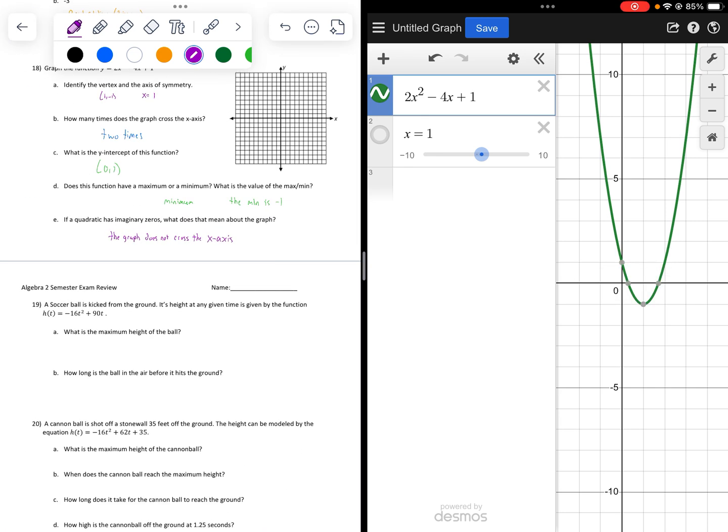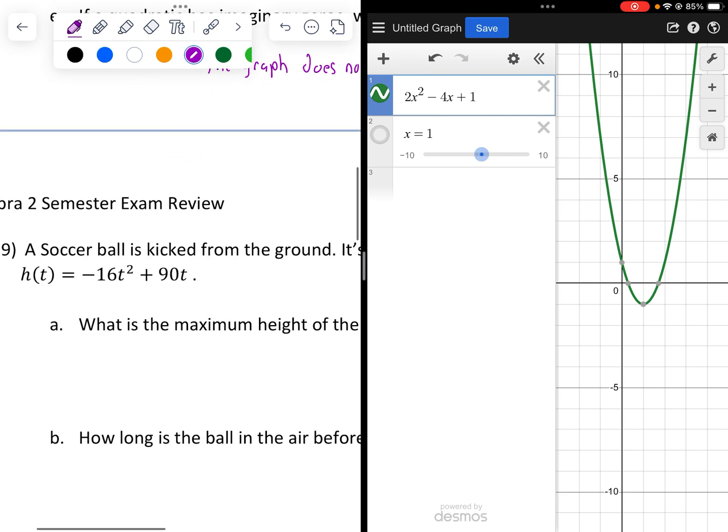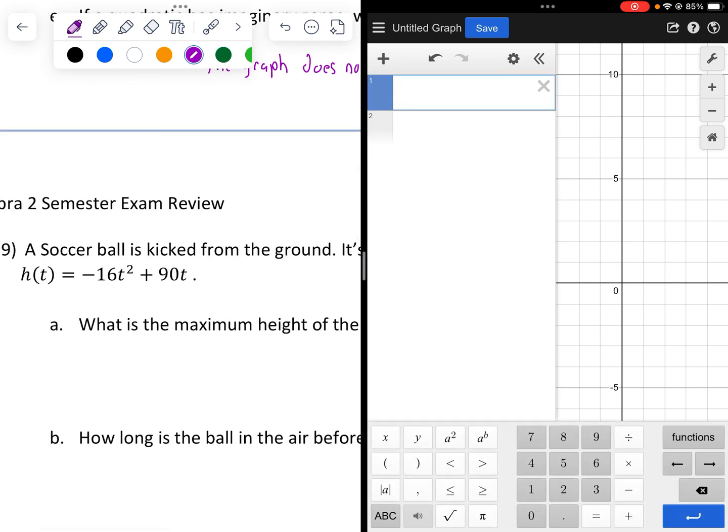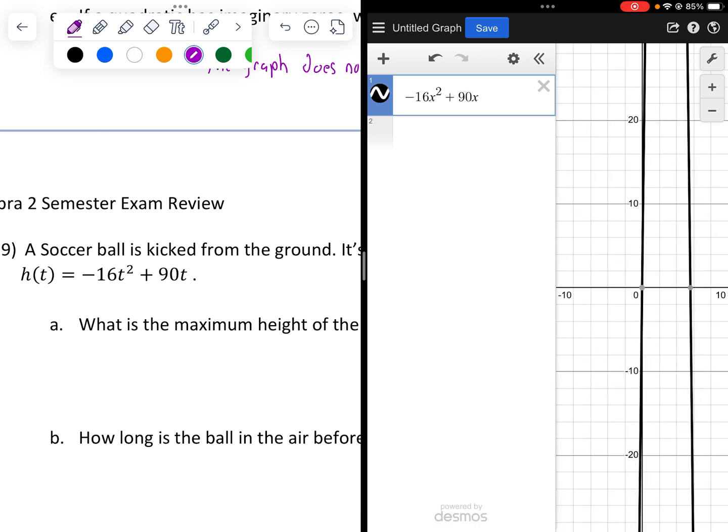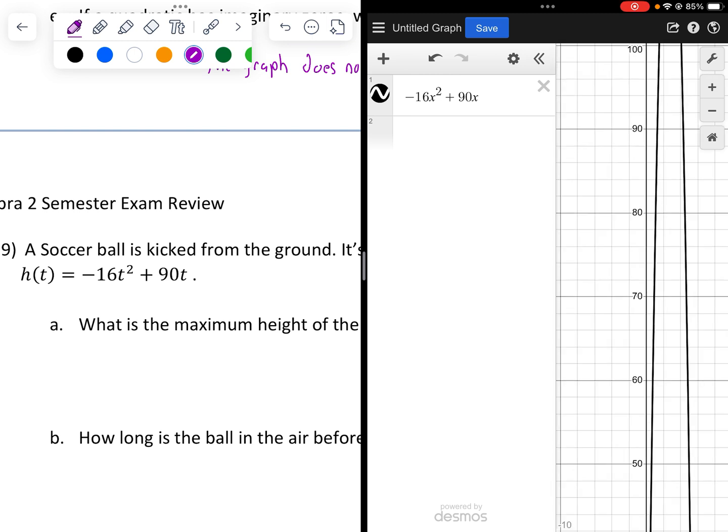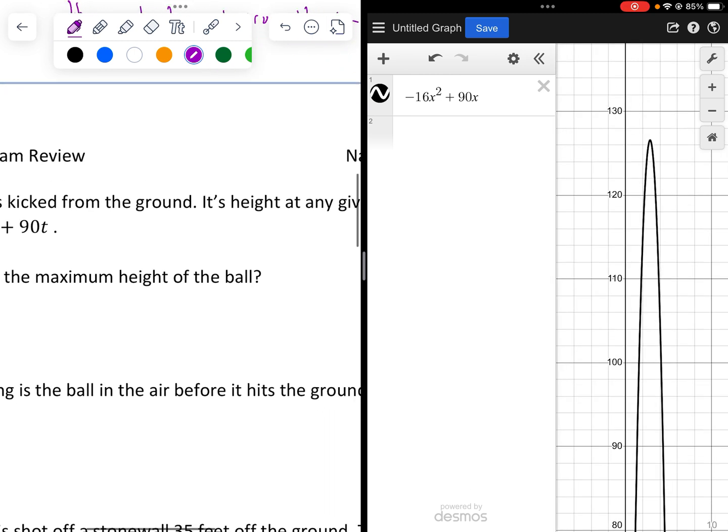Okay. Now we're just going to answer the same types of questions. I'm not going to read the problem. You can do that. But the function is -16t squared plus 90t, and you can just use x on Desmos instead of t. So you can see we have an upside down parabola. It goes pretty high. What is the maximum height of the ball? That's the y value of the vertex.